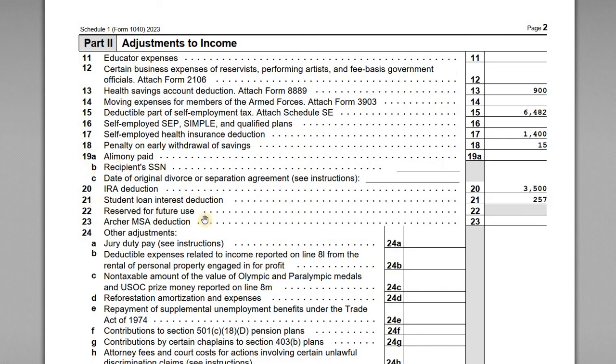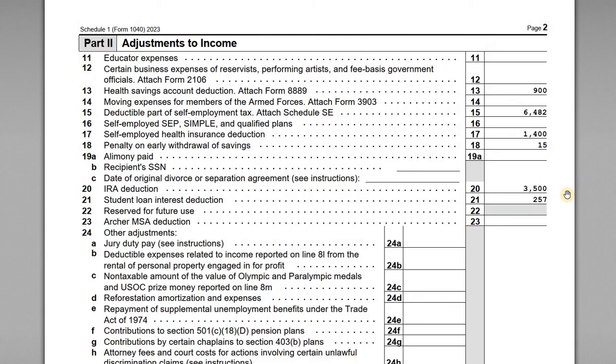Traditional IRA deductions, line 20. So if you are either covered by a retirement plan at work or not, you can generally make some contributions to a traditional IRA and get a tax deduction. If you're not covered by a plan at work, you can generally contribute those amounts and get a full deduction. If you are covered by a retirement plan at work, there are certain phase-outs. But in this example, Adam was able to put in $3,500 and take a full deduction for those.